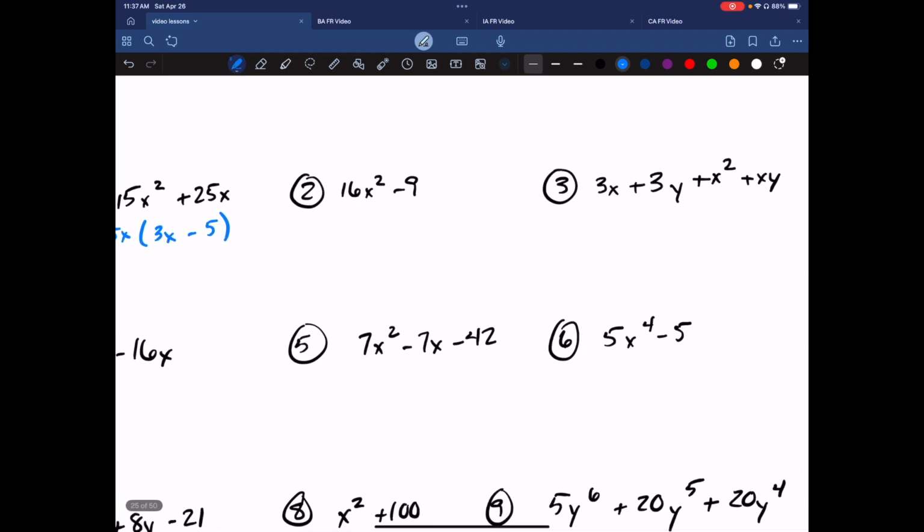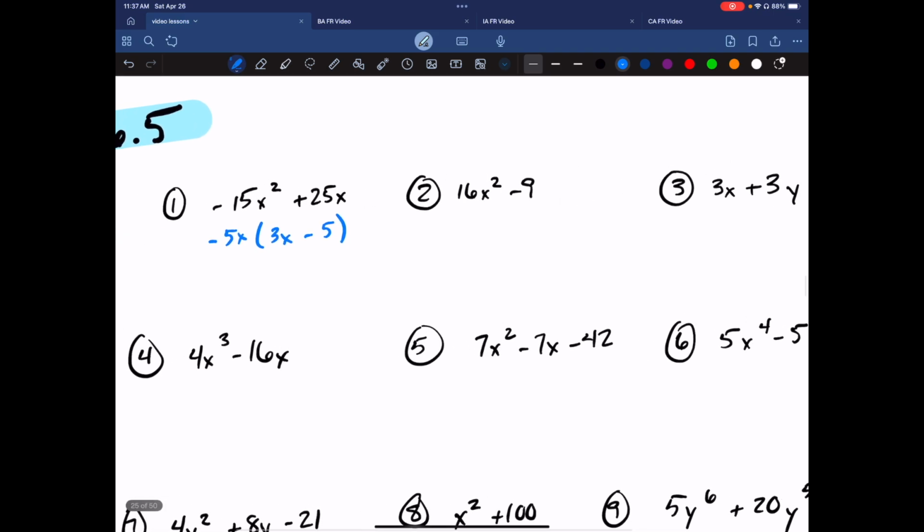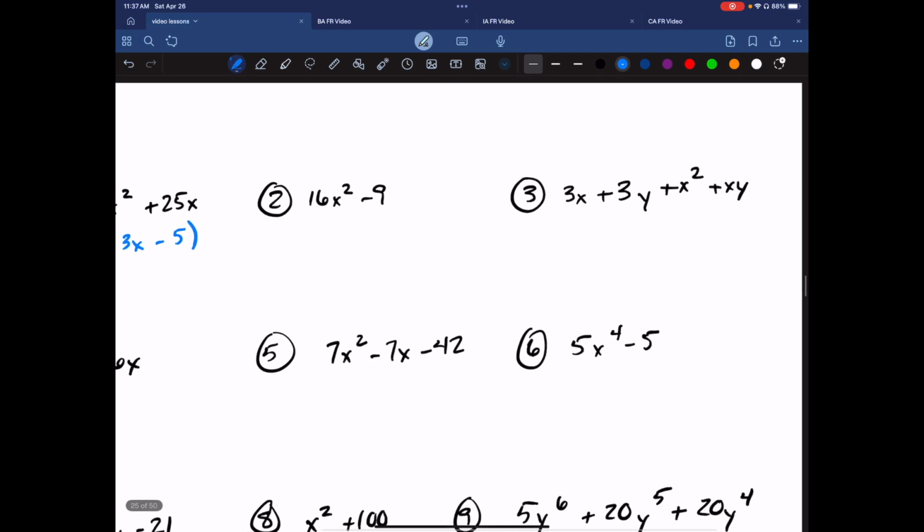Number two. On number one, all I did was take out the GCF. On number two, I have a difference of two squares. So I'm going to take the square root of each term. The square root of the first term is 4x, put it in both. The square root of 9 is 3, put it in both, and I get one of each sign, plus, minus. And there's my answer there.